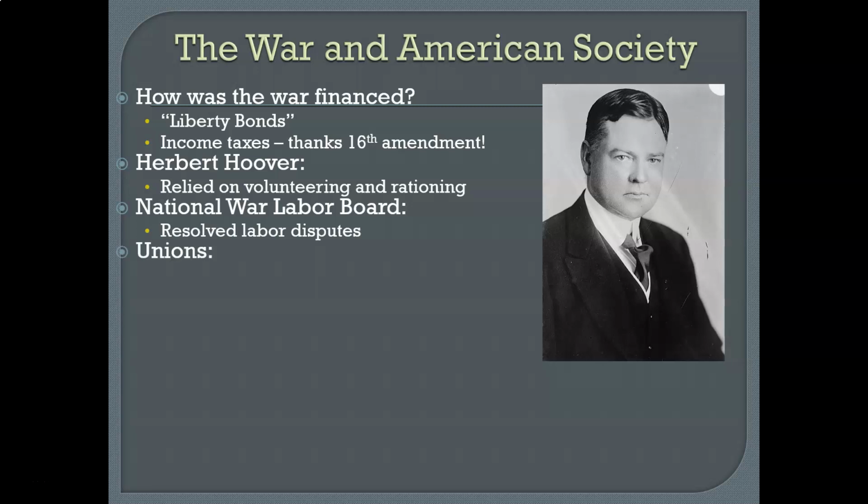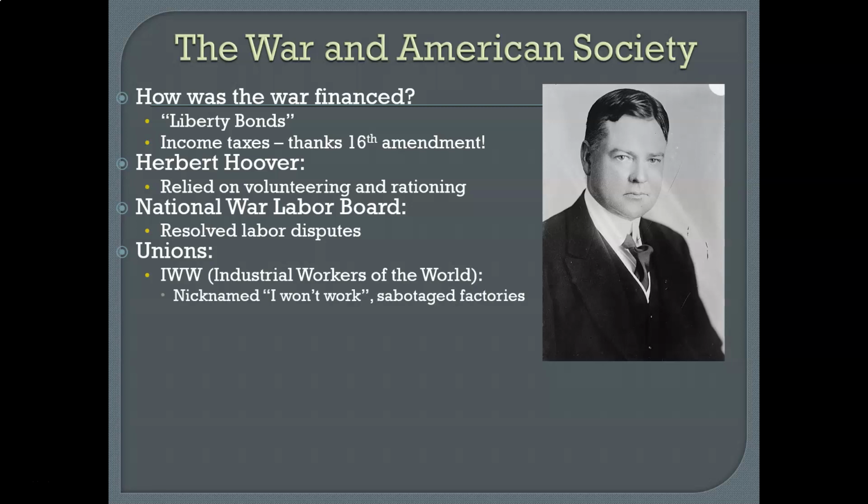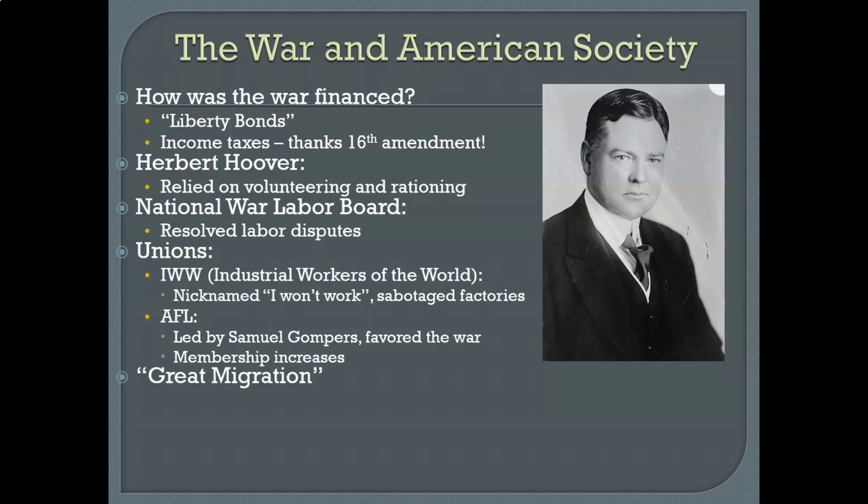It was important to keep these unions from disputing against the war effort. And we talked about the IWW, the Industrial Workers of the World, prior to this chapter. They were nicknamed the "I Won't Work Party," which said they sabotaged factories. Also the AFL, the American Federation of Labor, led by Samuel Gompers, which we also talked about, they favored the war. And membership actually increased as a result of them favoring the war. So it's two schools of thought here, but the IWW tended to appear as they were sabotaging the war effort, and that did not go well.